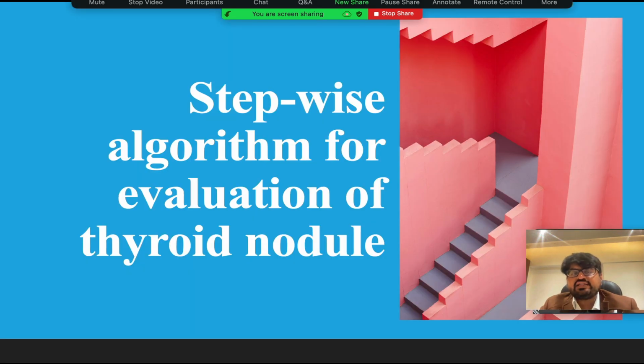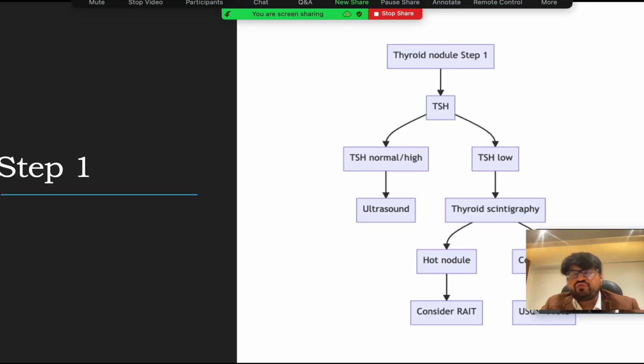So now let's look at the stepwise algorithm for evaluation of a thyroid nodule. I'll give you a clinical step-by-step process which you should follow. The first important step is to get a thyroid function test done, a TSH, and this is where the role of thyroid scintigraphy comes into the picture. Now if you have a TSH which is either normal or high, then immediately send the patient for an ultrasound. So directly you can send the patient for an ultrasound.